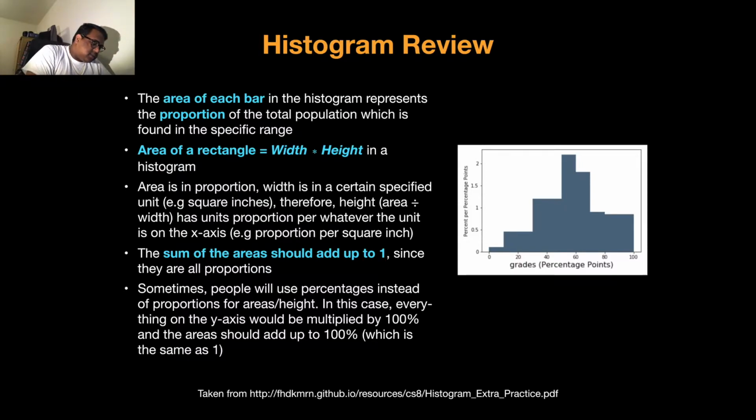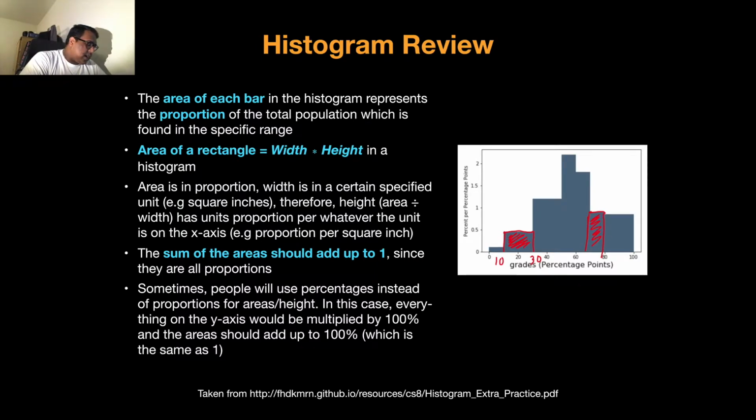Let's consider this bar, for example, right here, where on the x-axis it goes from 10 to 30. What this first rule is saying is that if I were to find the area of this bar, it would tell me the proportion of values, and a proportion is between 0 and 1, in the entire histogram, or in the entire population, that fall between 10 and 30. And similarly, if I were to find the area of this bar that goes from 70 to 80, it would tell me the proportion, or the fraction, of values that are between 70 and 80 in this entire population.